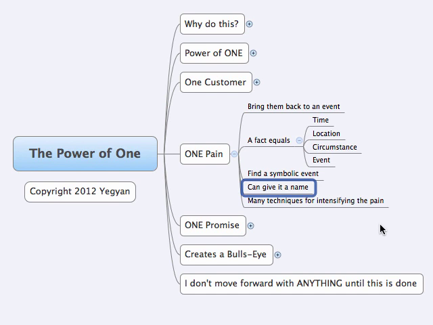There are many other techniques for intensifying the pain. I'm not going to get into that right now. The moral of the story here is try to reduce things down to one pain, which can be represented as one statement. If you can give it a name, then that intensifies it even more. So I hope that was helpful. The next video I'll do the one promise and finish it off.